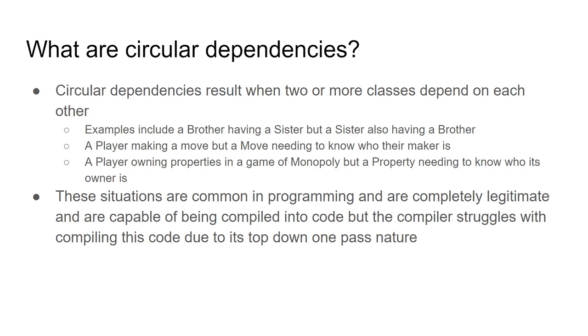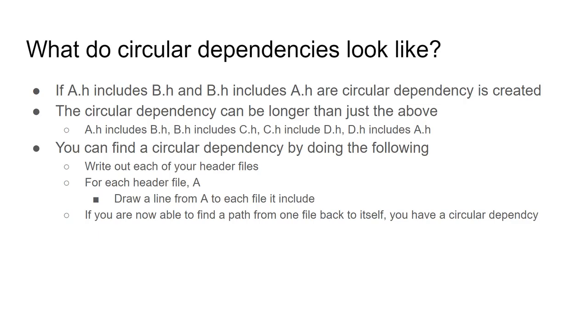Or if you're playing a game of Monopoly and you wanted to implement that via programming, you might have that players own some set of properties, but you might need the properties to know who their owner is, so that when somebody lands on them, you know who to charge or who to pay the money to. These situations are really common. They are completely legitimate and they can exist. It's just that the compiler sometimes has trouble compiling this code correctly. So we need to give it a little bit of help in order for it to be able to do this kind of thing.